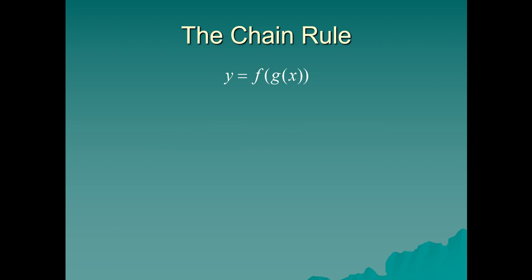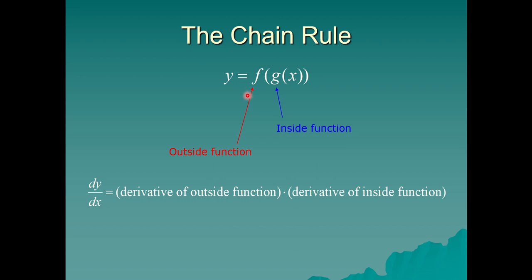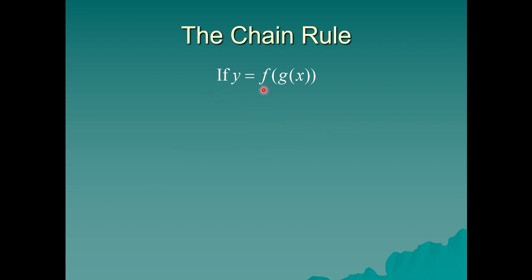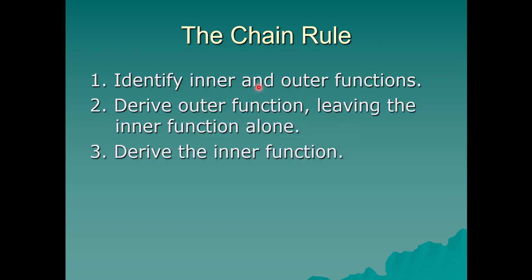For example, y is equal to f of g of x. In order to identify, g of x represents the inside function, and our f there is our outside function. To continue, dy over dx, or solving its derivative, is simply the derivative of the outside function multiplied by the derivative of the inside function. If y is equal to f of g of x, then dy over dx, or its derivative, is equal to f prime of g of x times g prime of x.